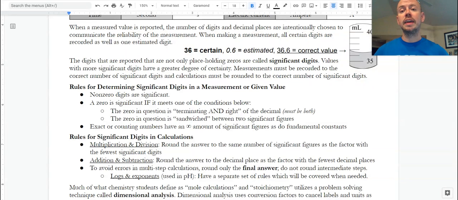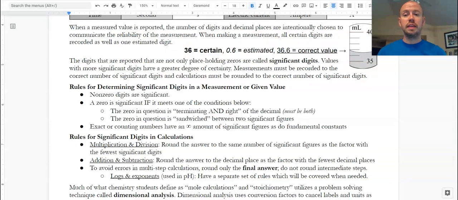All digits that you read in a measurement are significant digits unless it's just a placeholding zero. Significant digits tell us how certain and how precisely a measurement was made. When we make it ourselves, we know that. But when we read a number from somebody else, or when we start to do calculations with our number, we want to communicate that certainty. That's why significant figures are important.